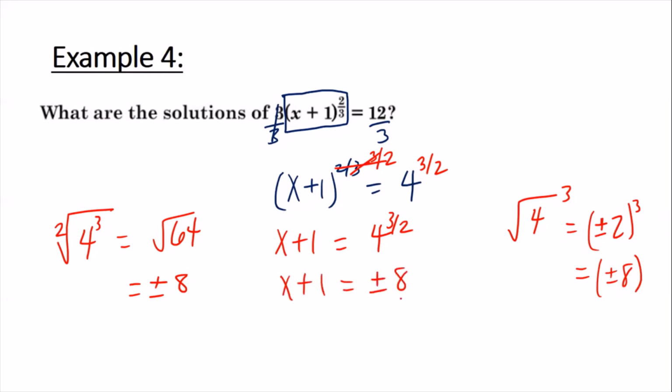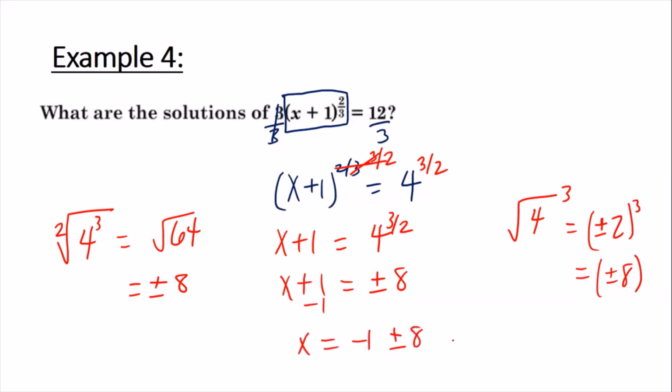What does the plus or minus mean? It's either going to be a positive or a negative. We have both happening, right? Because we took an even root. All right, what's the last thing I need to do? Subtract the 1, right? Yes. So we have x equals -1 plus or minus 8.